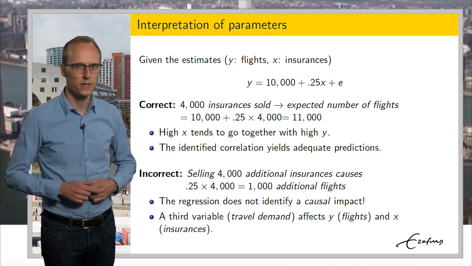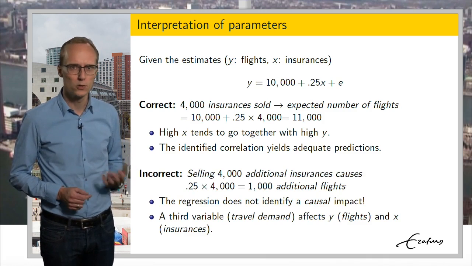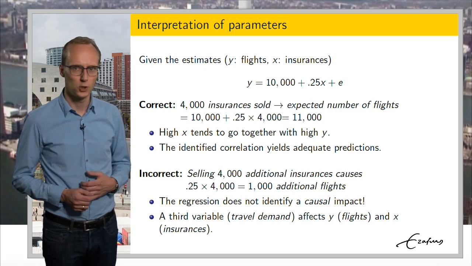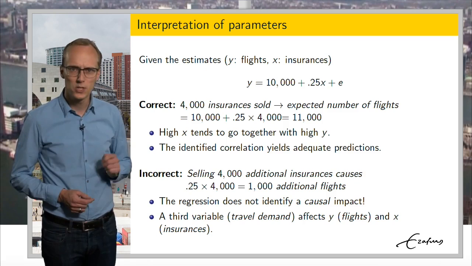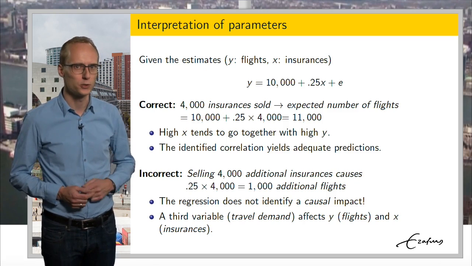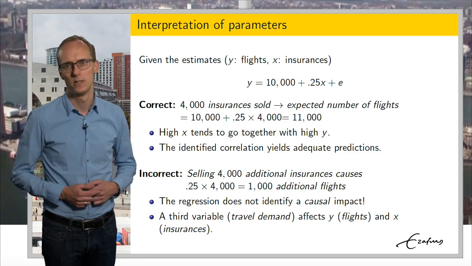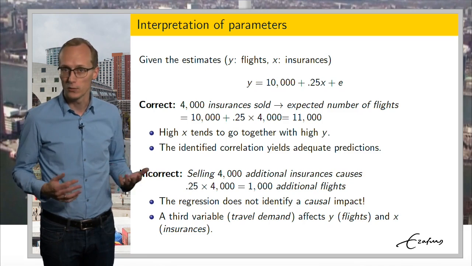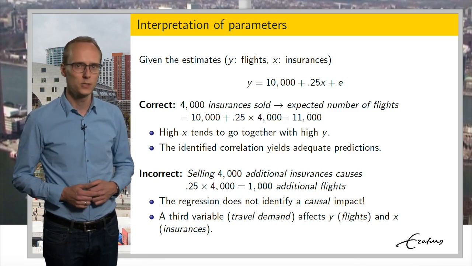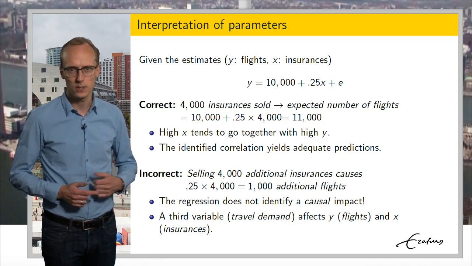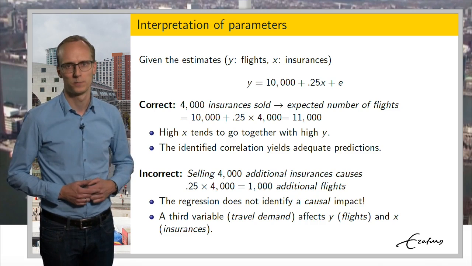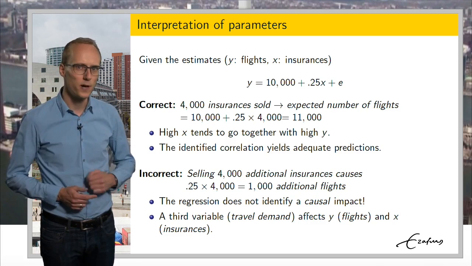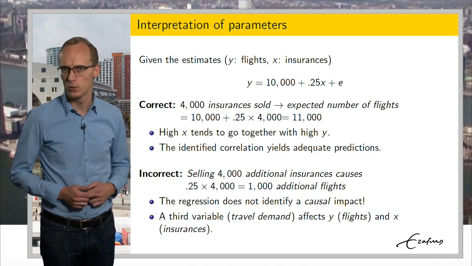It is incorrect to interpret the coefficient in a causal way. Selling additional insurances does not cause an increase in flights. There is another variable that causes both the insurances and the flights. This variable is simply the demand for travel. This example shows that we cannot always interpret least squares estimation results as causal effects. However, identifying causal effects is one of the main goals of econometrics.